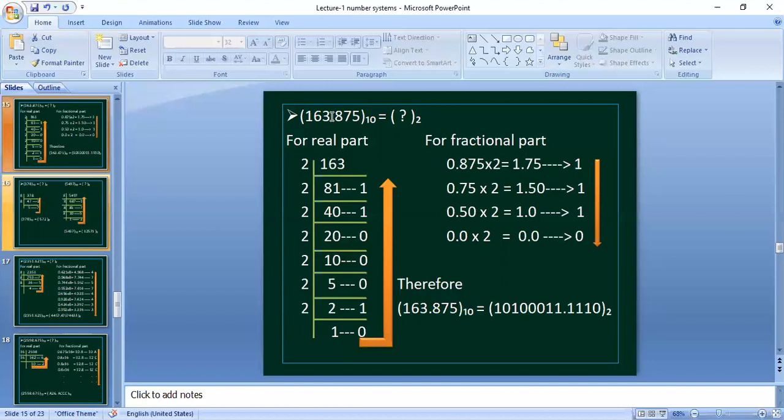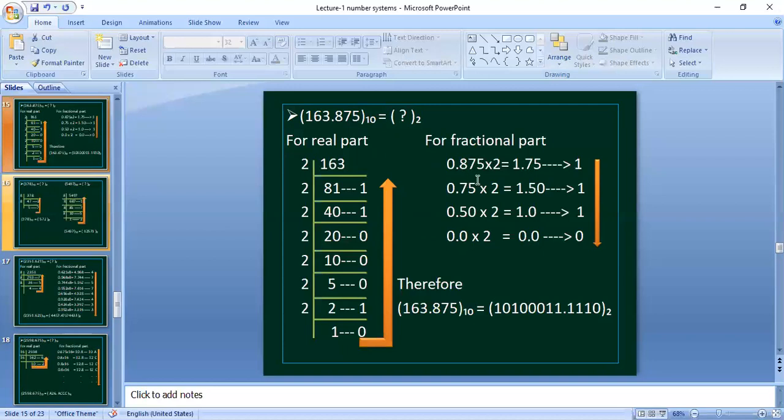So we need to follow the successive division procedure, which is repeated until the result is less than 2. For the answer, we need to consider the result from bottom to top. Next, we need to convert the fractional part, that is 0.875. If you want to convert the given fractional part to binary, we need to follow successive multiplication with the destination radix.